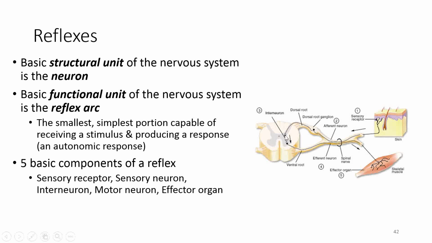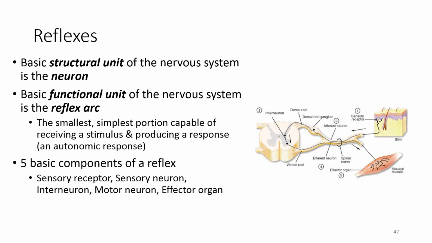And then here, this little guy right here is the interneuron. So we're going to synapse onto an interneuron. That interneuron is going to synapse onto a motor neuron. So then we're going to send that action potential out to the effector. In this case, it's a muscle, a skeletal muscle. So it's going to cause that muscle to contract or to fire.